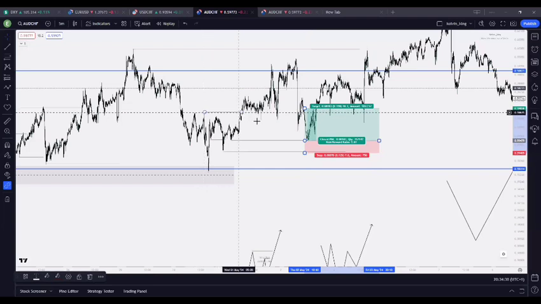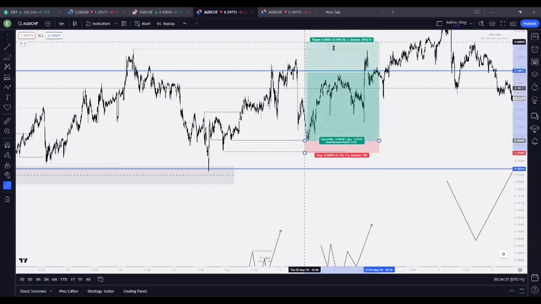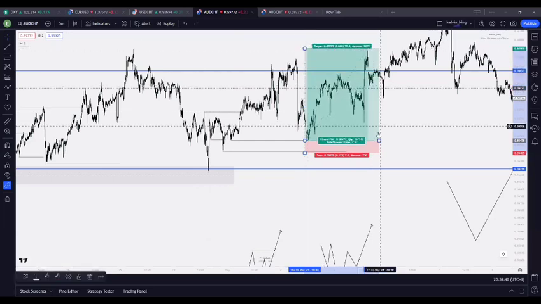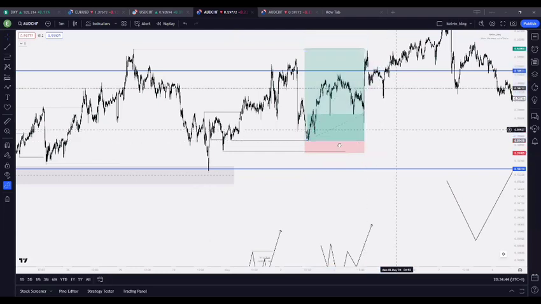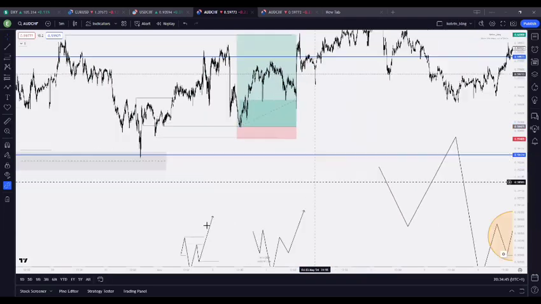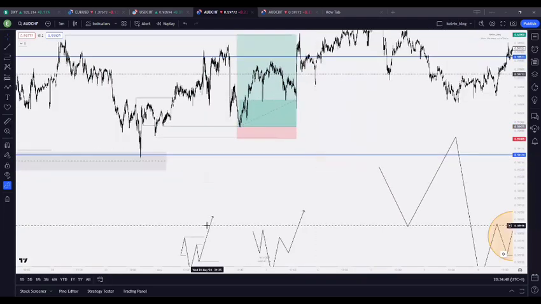this internal structure. So now I'll be targeting this particular high as my next take profit zone, which we can see. This is a 1:7 setup. And you see this particular structure again, play out beautifully well again.